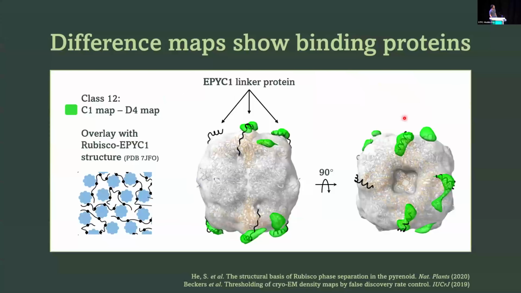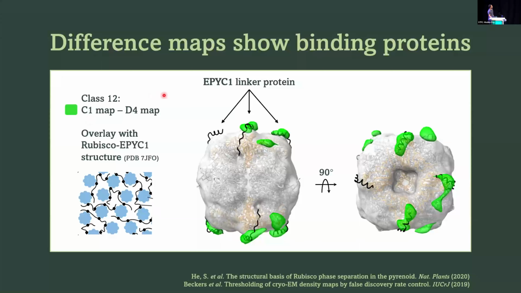Then the rest of the classes were resolved to less than 10 angstrom resolution. So we couldn't do this modeling, but nevertheless, we could do these difference maps based on the thresholding, the false discovery threshold that Ariane was talking about. So this, for example, is a difference map between the C1 map of class 12 and the D4 refined map. So between the asymmetric and the symmetric one.